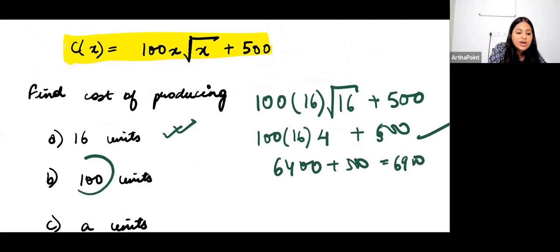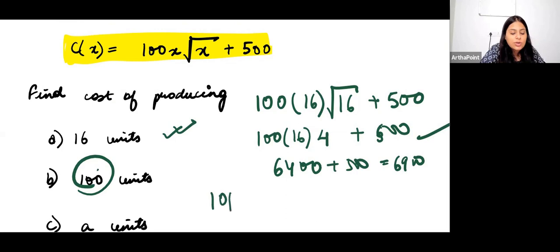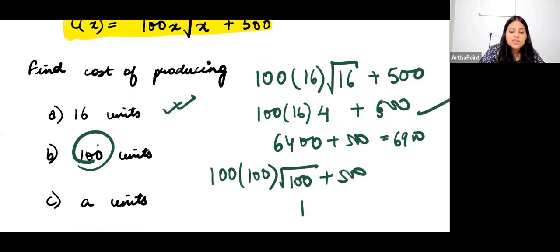Then it says put 100. What is the cost if you're producing 100 units? So instead of x, you will put 100. If you put 100, what will you get? 100, 100, root 100 plus 500. You solve this, you'll get 1, 0, 0, 0, 0 plus 500. So if you solve this, you will simply get this.